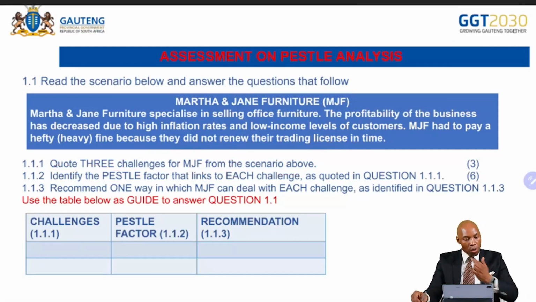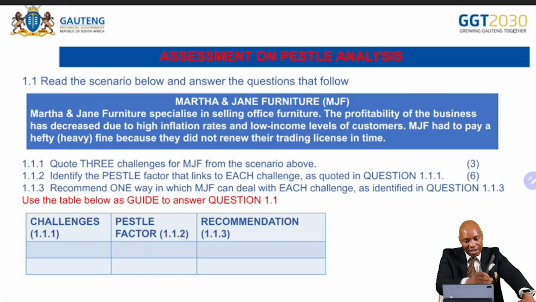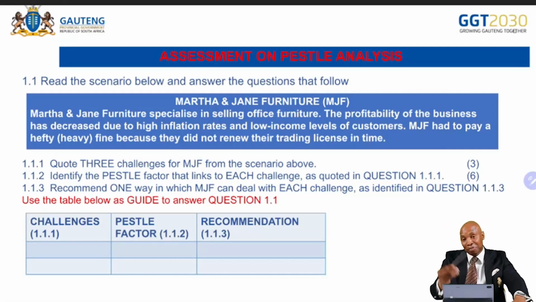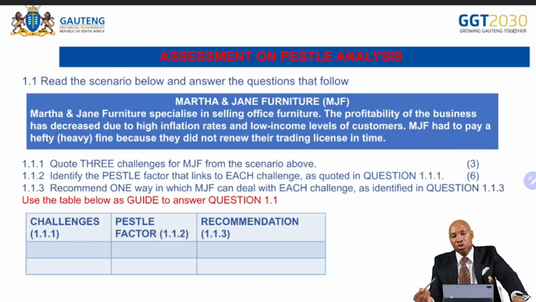Right, then let's look at 1.1.2. Now, 1.1.2, what does it require us to do? It requires you to identify the personal factors that link to each challenge. So you have the personal factor linked to the challenge. Of course, you know that you must make a recommendation. Why not? Depending on the question, please, candidates, read your question. Right, then you link, as quoted in 1.1.1. So it's important that you know all your personal factors, because we do not know which one will be asked in an examination. But for you to be safe, know all of them.